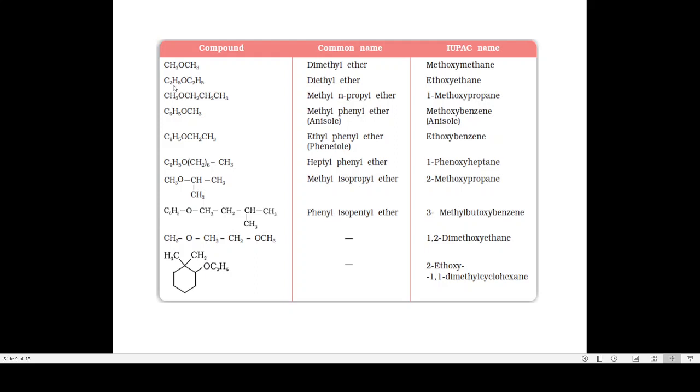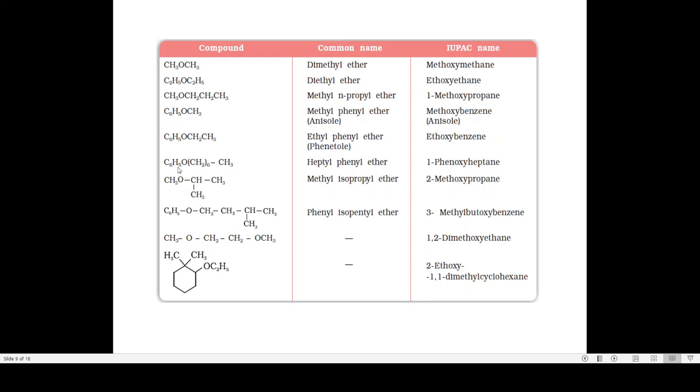Likewise, the compound C2H5OC2H5 is called diethyl ether, or ethoxyethane, and the other example here is methyl propyl ether, which is 1-methoxypropane. Likewise, let us take a few examples for alkyl aryl ethers.